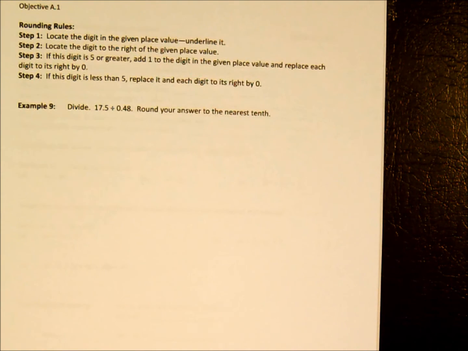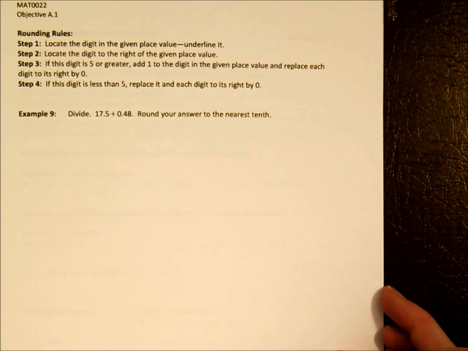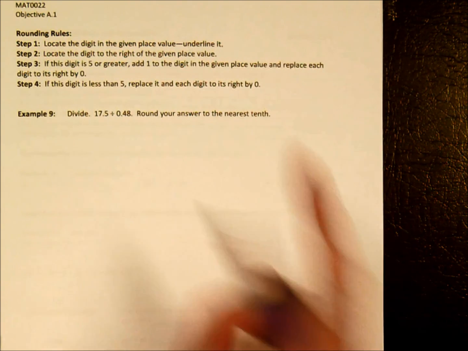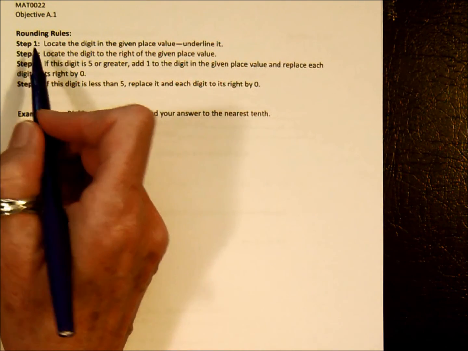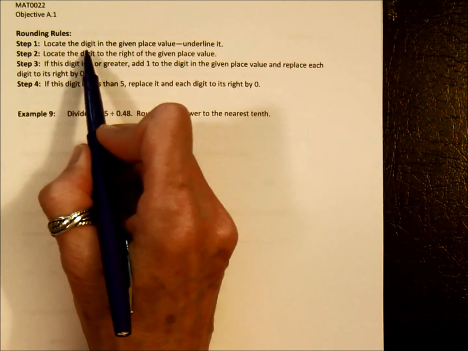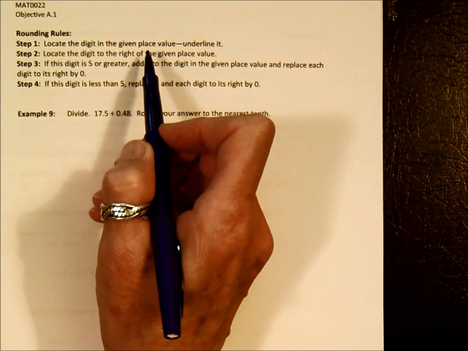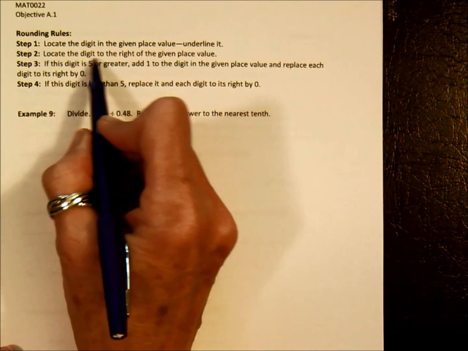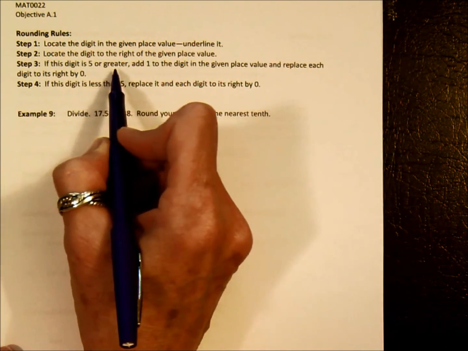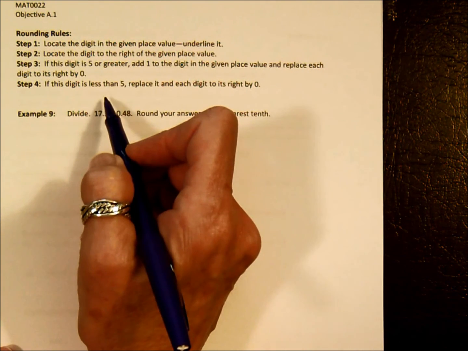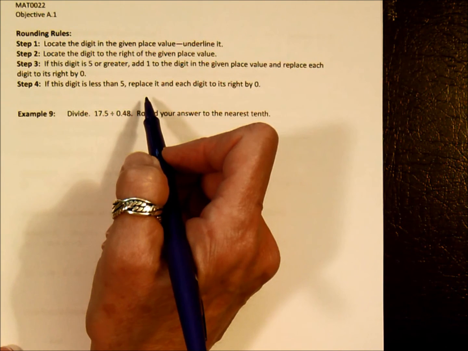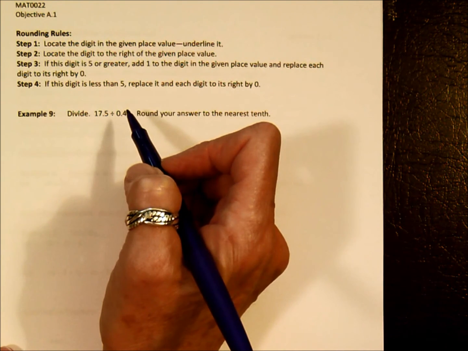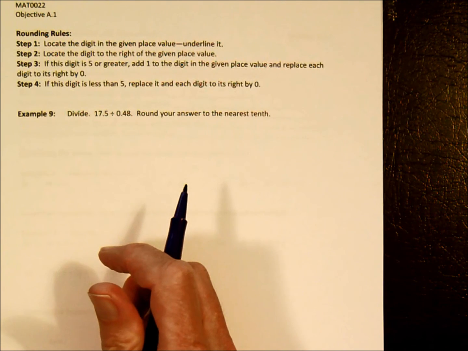All right, looking at the next page, we're going to look at some rounding, and then we will do a division problem where we have to round and we are dividing by a decimal. So in general, real quick review of rounding rules. You locate the digit in the given place. So the directions are going to say round to the nearest 10 or round to the nearest hundredth. Underline it. Locate the digit to its right. If the digit is 5 or greater, you round up. If it is less than 5, you replace that with a 0, and you keep the other numbers as they are. And I'm going to show you how you do that on this problem.